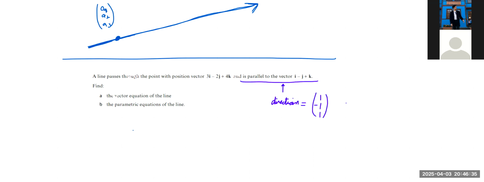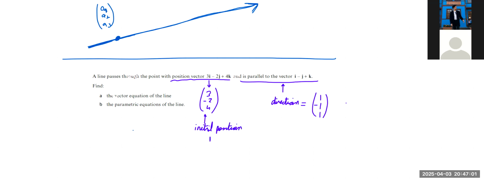Good, we know the direction. Now all we need is an initial point. What do you think is the initial point? The position vector, there's no other option really. So 3, negative 2, 4. That's the initial point. Remember, initial point you can literally pick anywhere. It doesn't change anything at all. Again, we call this R naught.